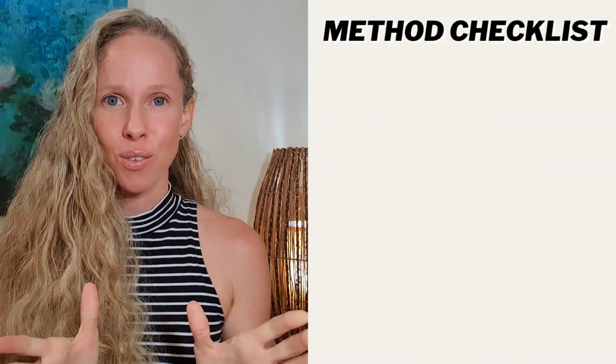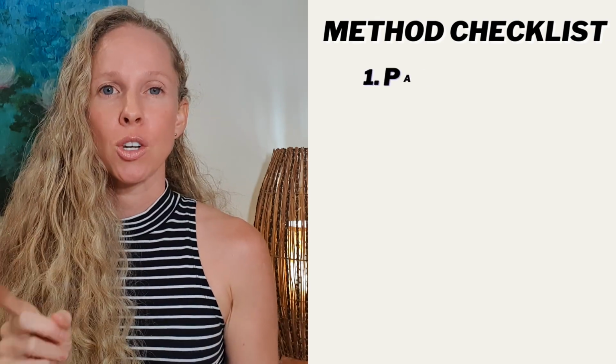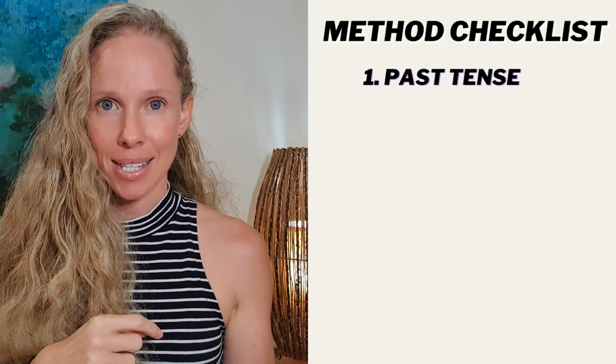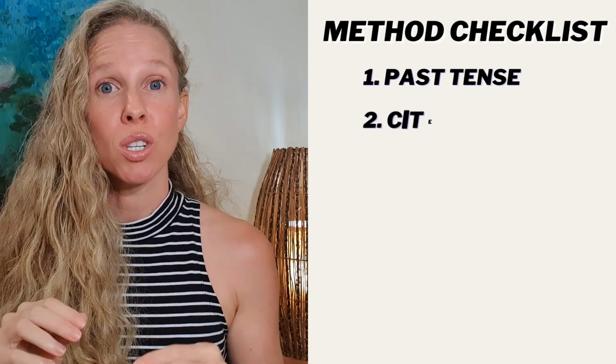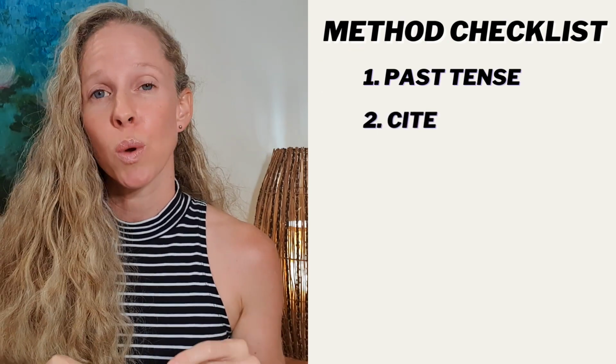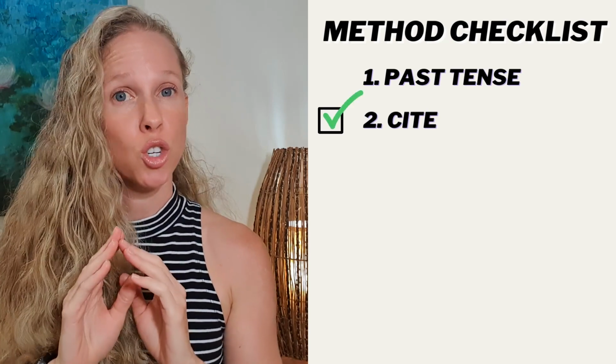Okay, let's go through that checklist now. Number 1, make sure your method section is in the past tense, right? You've already done the work, you're just writing about it. Number 2, make sure you cite people. This is not like the results where you rarely cite people. In your methods section, you should have a lot of citations, right? Very rarely do we come up with our methods off the top of our heads. We're using other people's work to do our own.